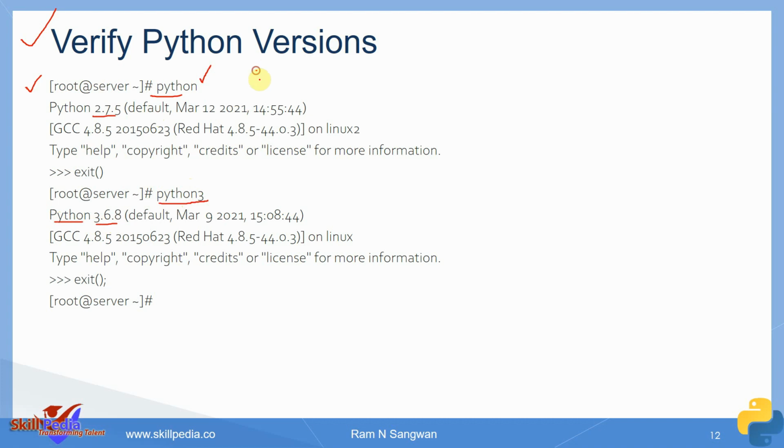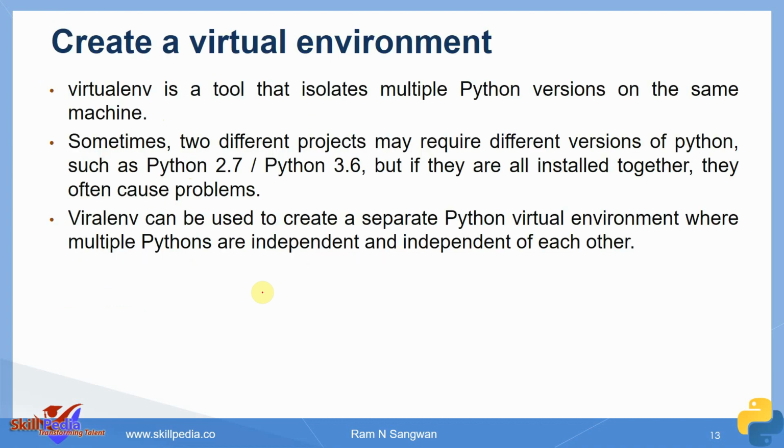So I have two versions, therefore I can create two environments for these versions, two separate directories, and both will have a separate executable and environment set, path set. So whenever I work in those directories, they will use the corresponding version. So we need to create different environments. Virtualenv is a tool that isolates multiple Python versions on the same machine.